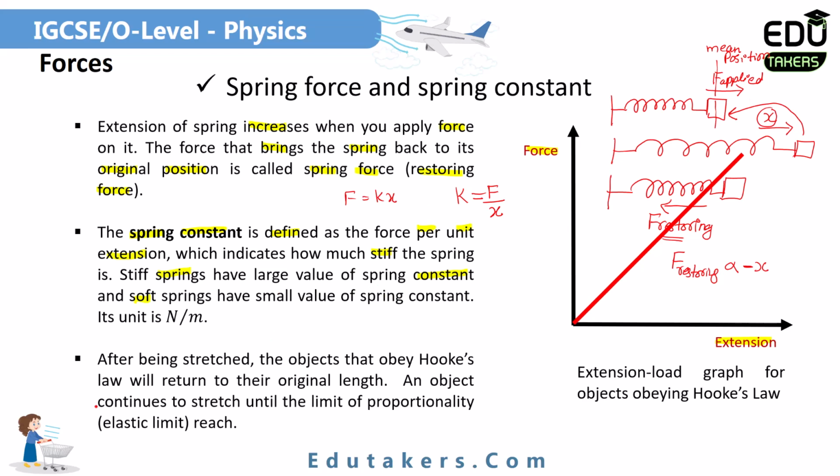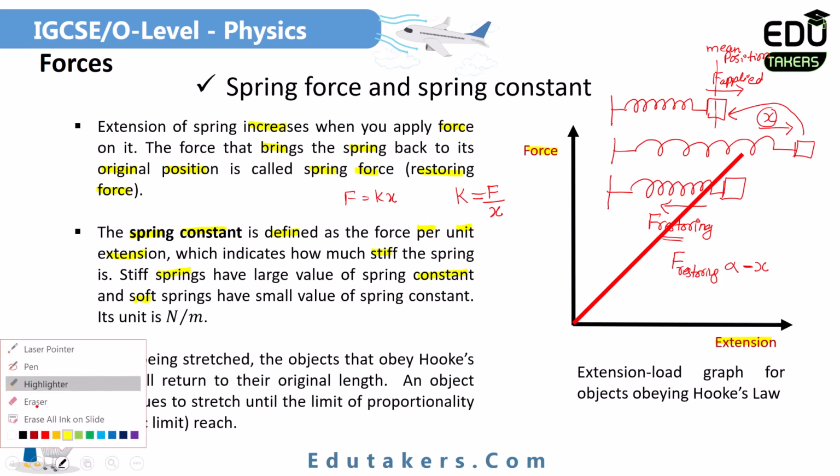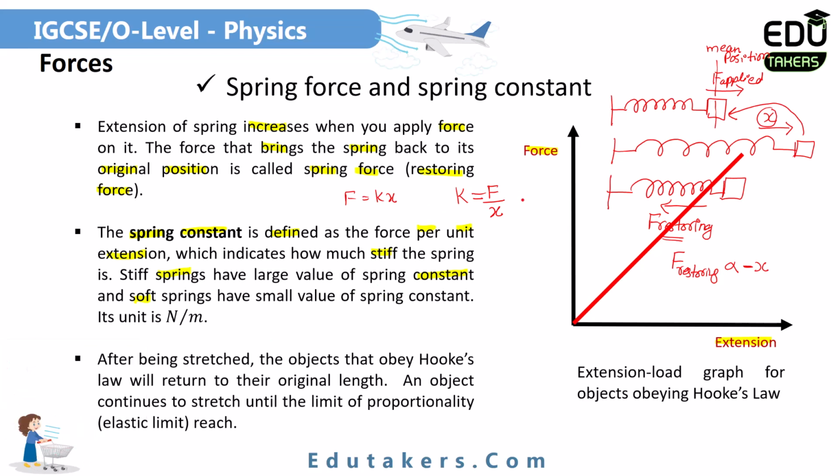What is the unit of the spring constant? See here the unit of the force and the extension. The force is measured in newtons while the extension is measured in meters. So the unit of the spring constant is newton per meter. The same thing is given here. Its unit is newton per meter.